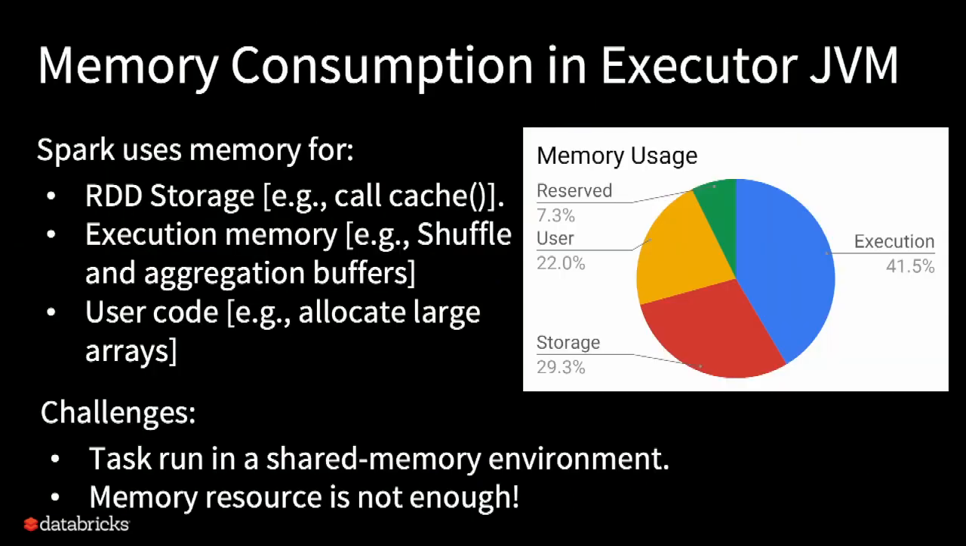So why is memory an issue when we are running tasks? One fact is that Spark tasks run in a shared memory environment. There is no hard constraint that prevents a task from using up all the memory available. Thus, the memory contention can be severe.